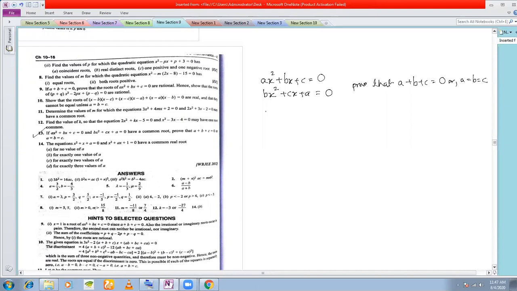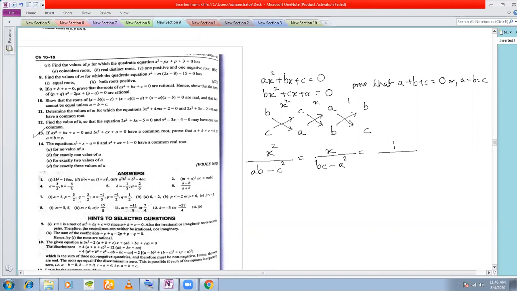Okay, so you align the coefficients properly so that you can cross multiply. You write bc, ca, ab, and then you write b square, and then again you write bc. And this will be your x square part, your x part, your constant part. So by cross multiplication, you have x square by ab minus b square is equal to x by bc minus a square is equal to 1 by bc minus b square.